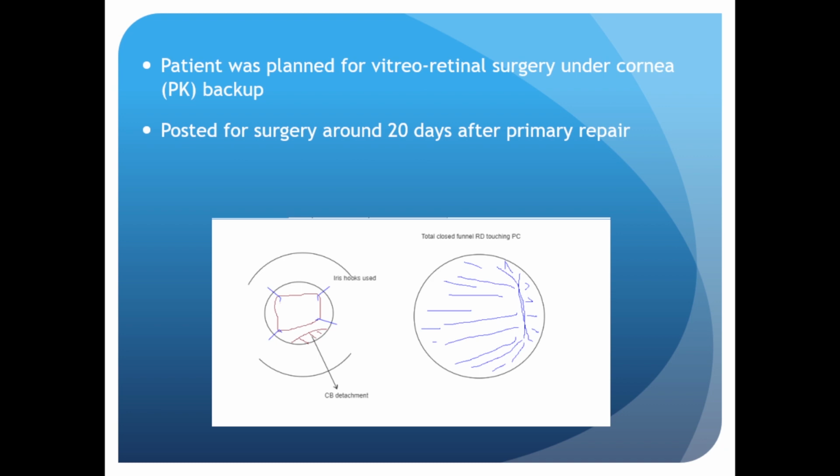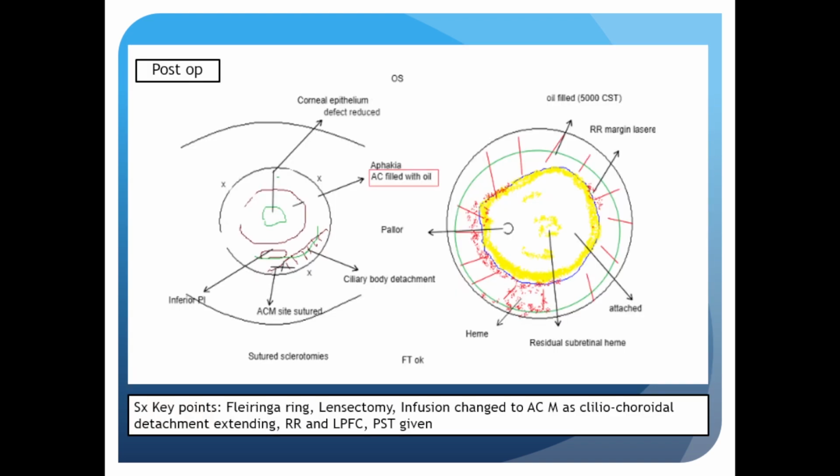What we have visualized, this is the small area where the ciliary body detachment was seen in this patient. And after lensectomy, the patient had the total closed funnel type of RD, which was touching the posterior capsule, which is coming anteriorly. So already we have planned lens with EL, RR, LPFC, SOI and the GA in this patient.